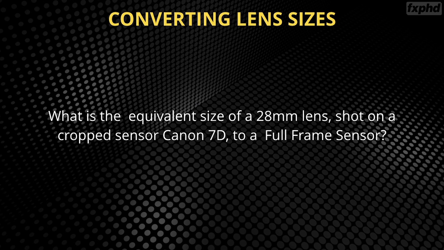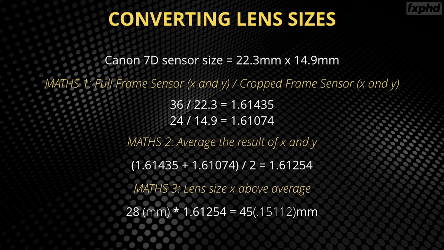So let's take, for instance, 28 millimeters. What would happen if you took a 28 millimeter lens and put it onto a cropped sensor Canon 7D? Well, first of all, we need to do some maths in order to work out what is going on. The Canon 7D sensor size is 22.3 millimeters by 14.9 millimeters. And the maths is we basically need to take the full frame sensor in its X and Y and then divide it by the cropped frame sensor X and Y.